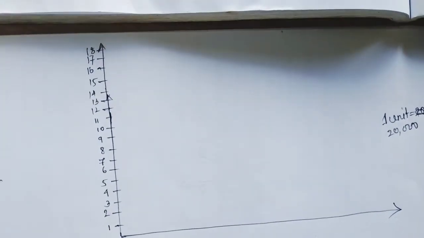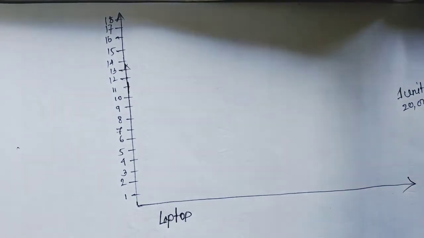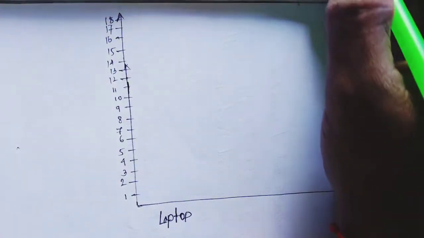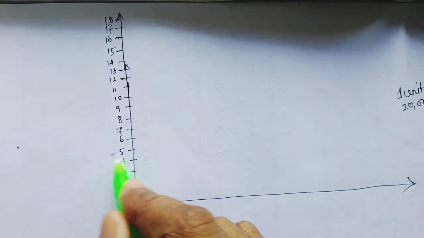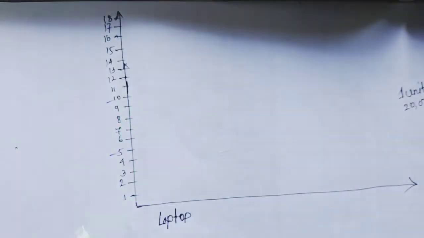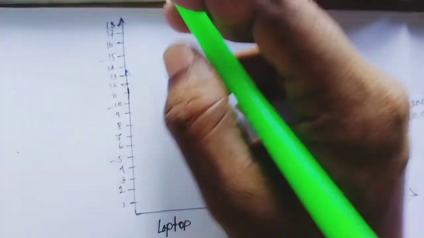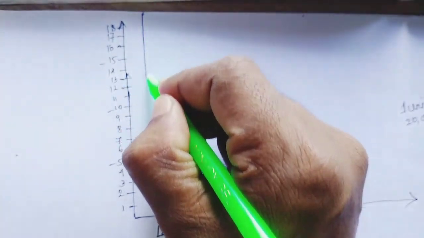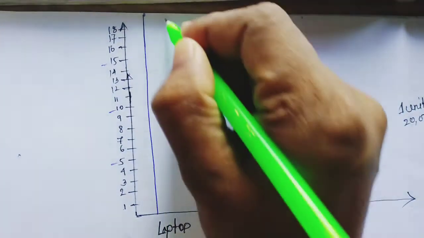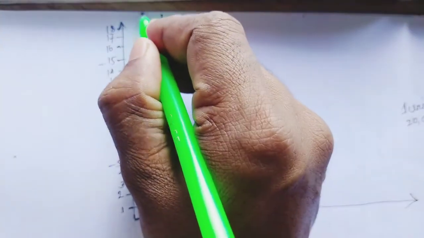So the first gadget is laptop. So right here, laptop, and the price is 5,60,000. So 5 means 1 lakh, then 10 means 2 lakh, 15 means 3 lakh and so on. So it will go over, so there is no place. So just try to draw like this. This is the bar of the laptop.